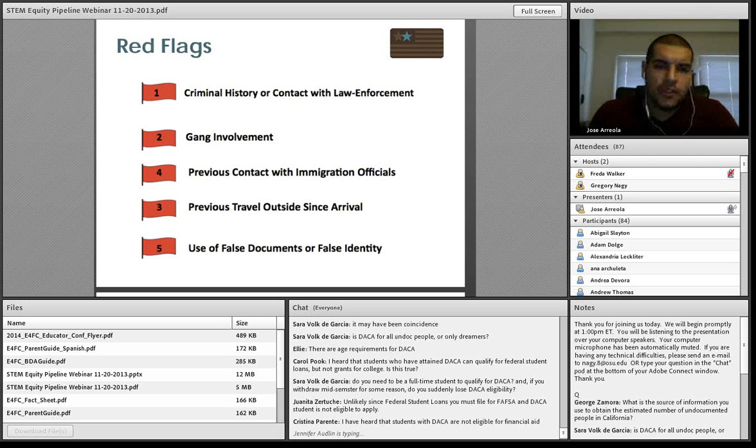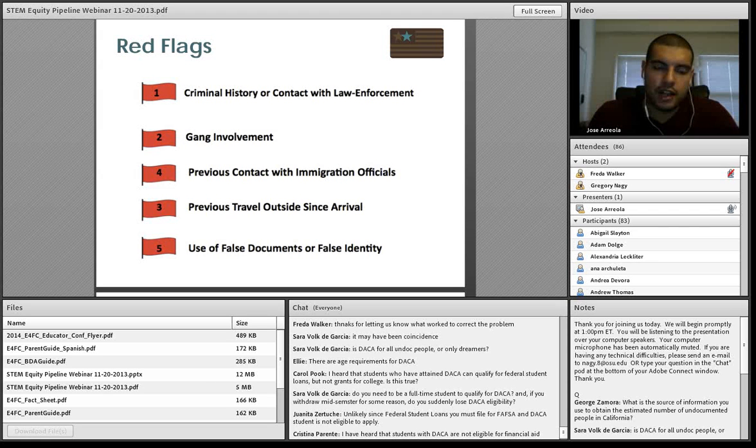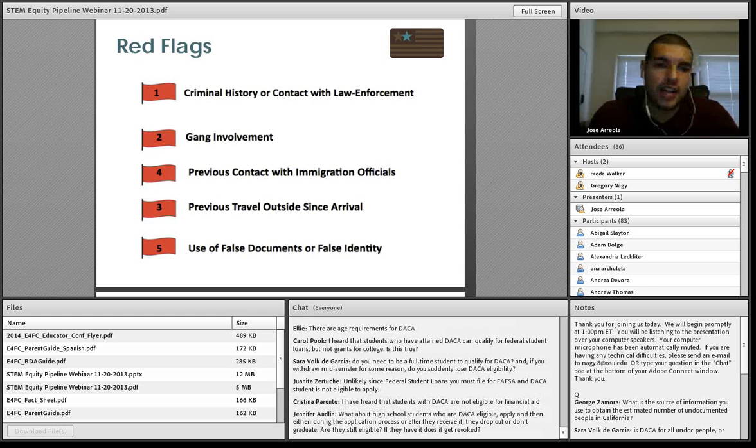In terms of red flags, I think these are really, really important to understand. I think we've done quite a great job nationally of filtering out folks and getting them the support they need. So if anybody has any of these red flags, what we suggest is that they see an immigration attorney before they submit their DACA request.